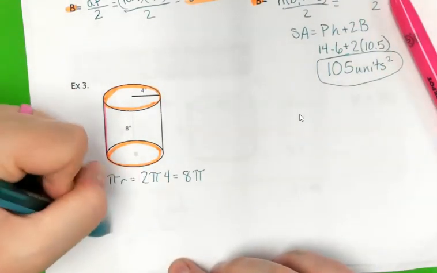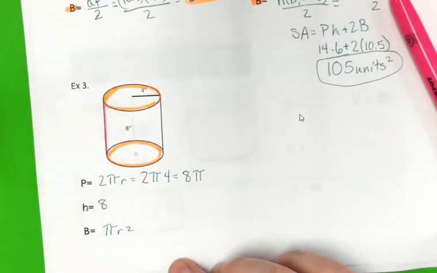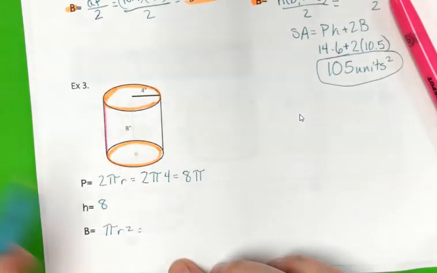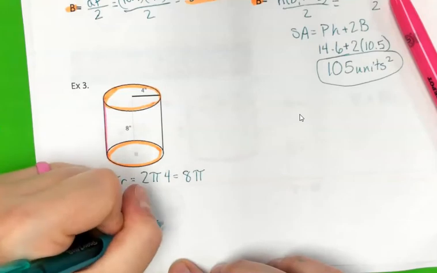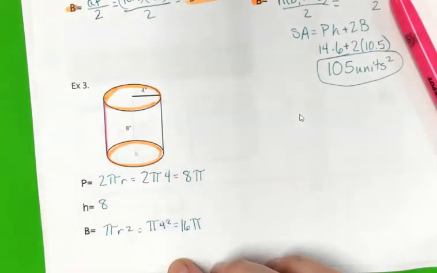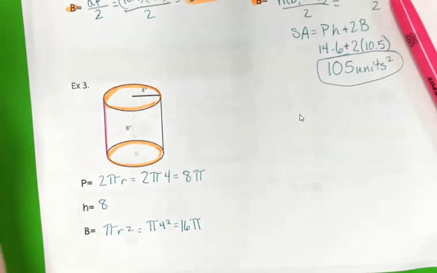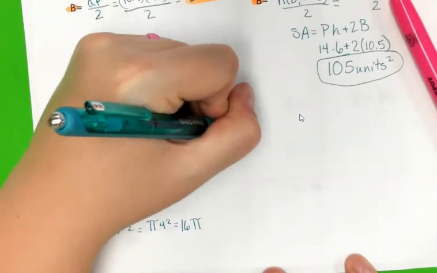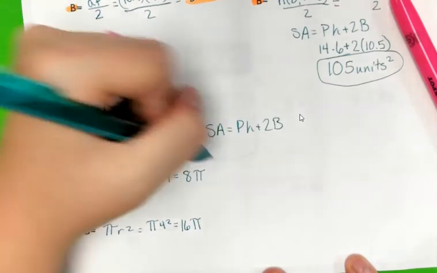And then our base is going to be pi times the radius squared. Since we have our radius already, we plugged it in, it's 4. You can just plug it in again. 16 pi is going to be our big B. So our formula is surface area equals pH plus 2B.